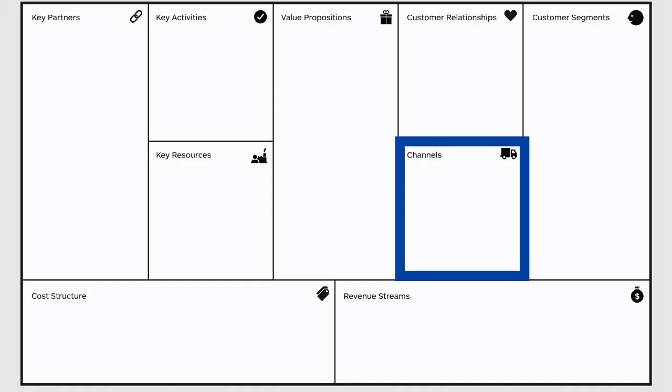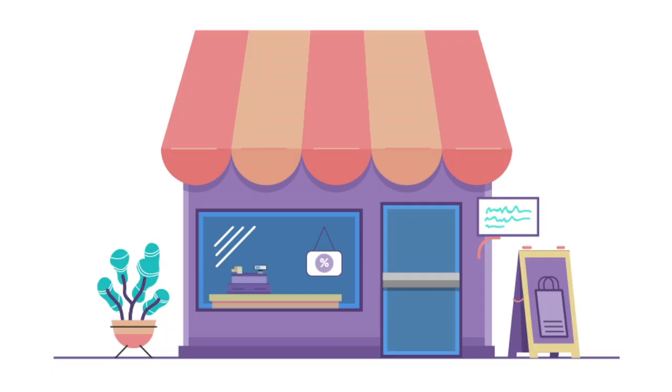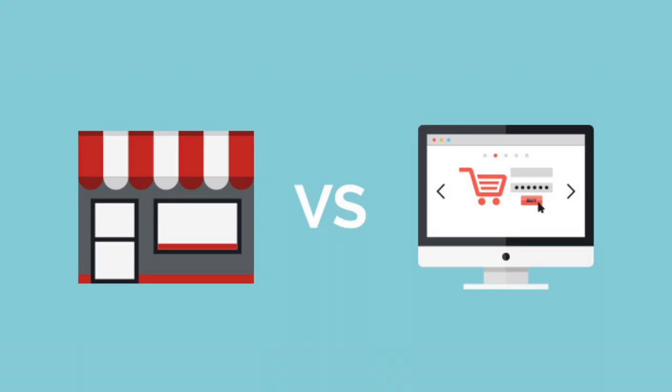Below that, you have channels. And the channel is by what means will you connect your value proposition with the customer segment. In some cases, that can be at a traditional brick and mortar store. In other cases, and becoming far more predominant now, that's through a customer relationship connection online and a delivery through UPS or some other form of delivery.